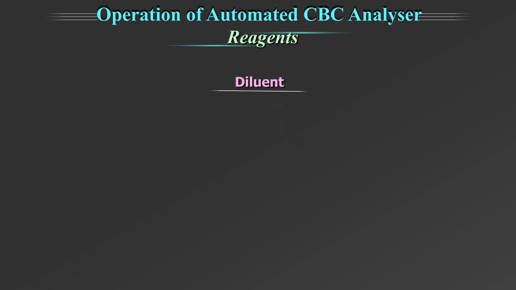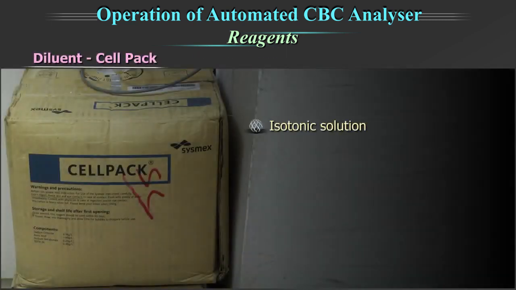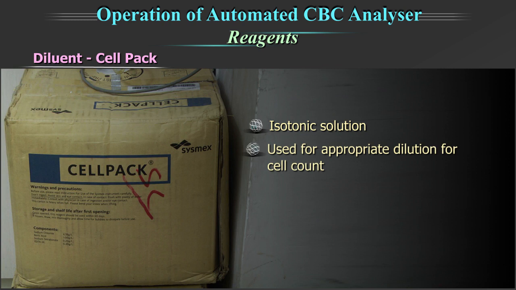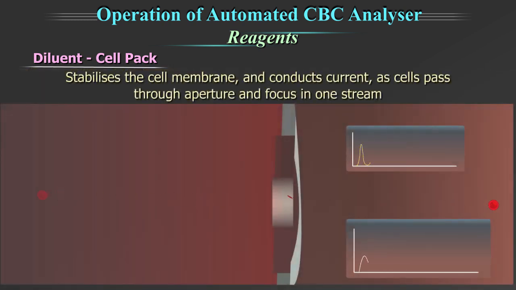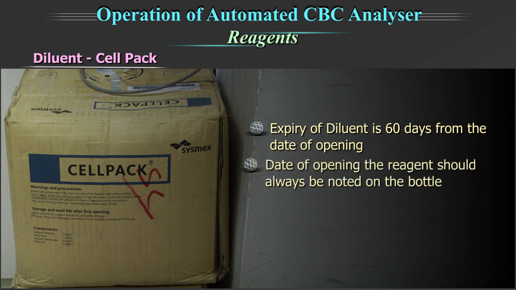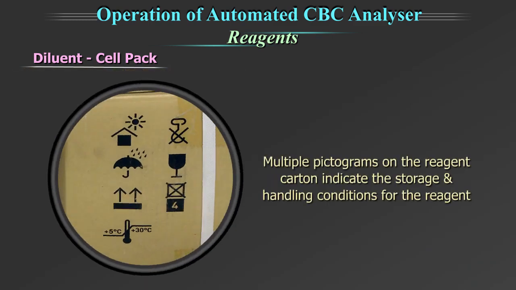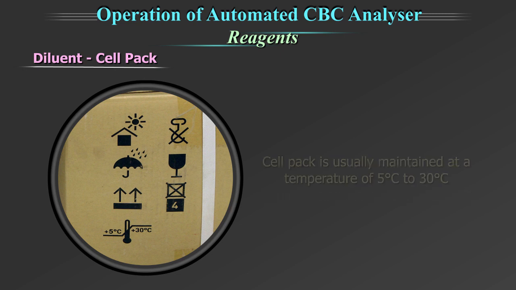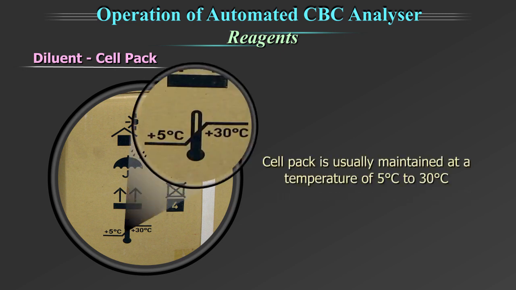Diluent, for example, Cellpack, is an isotonic solution used for appropriate dilution for cell count, stabilizes the cell membrane and conducts current as cells pass through the aperture and focus in one stream. In this case, the expiry of diluent is 60 days from the date of opening. The date of opening of the reagent should always be noted on the bottle. Multiple pictograms once again on the reagent carton indicate the storage and handling conditions of the reagent. The Cellpack is usually maintained at a temperature of 5 to 30 degrees centigrade.